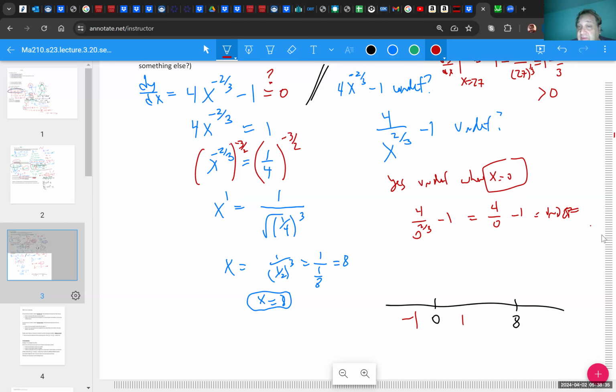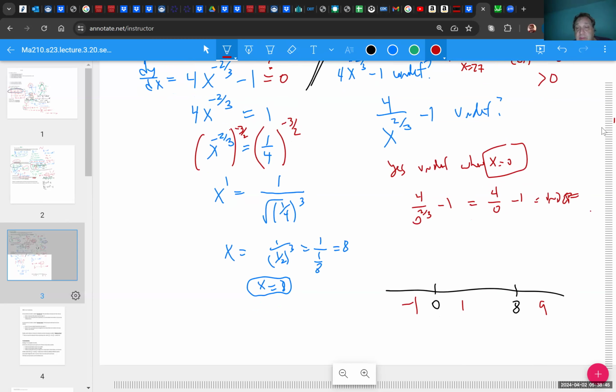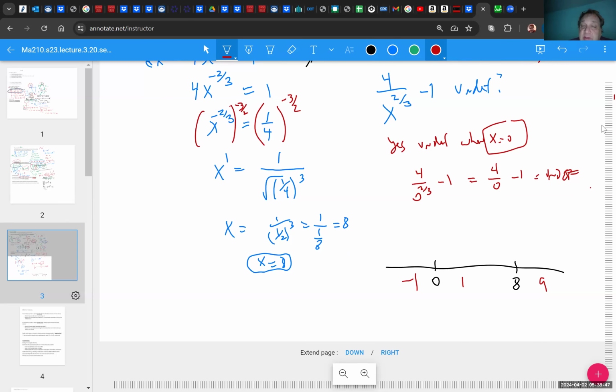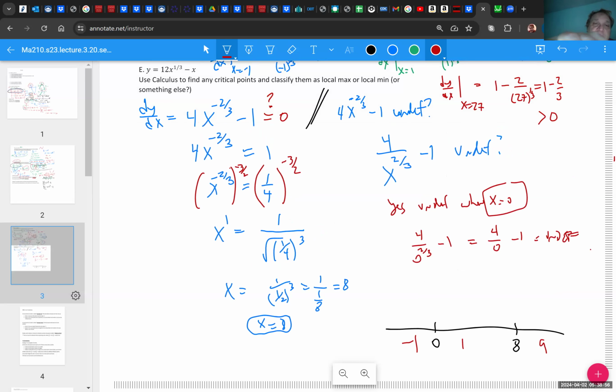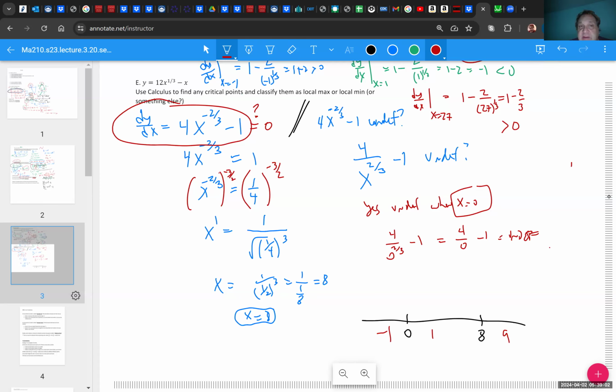So we can do the same kind of thing we did before, try some values. We could try 9 this time if you like, instead of the 27. Whichever, it doesn't really matter. We're just going to plug some values into our derivative. Our derivative equation is right here, a little bit off the top of the screen. We're just going to be plugging our test points into that derivative equation.